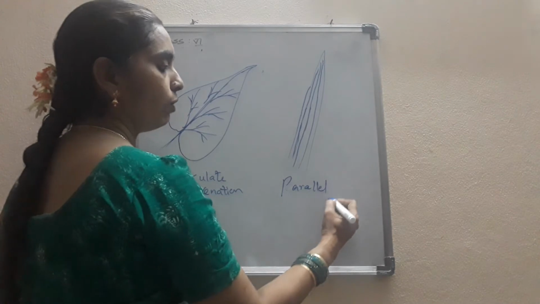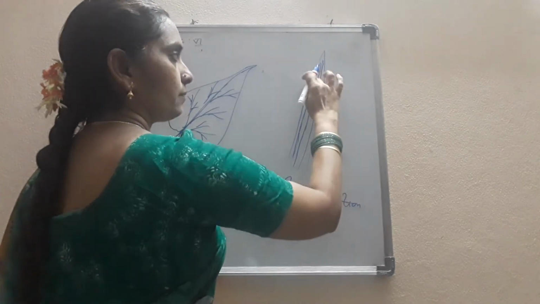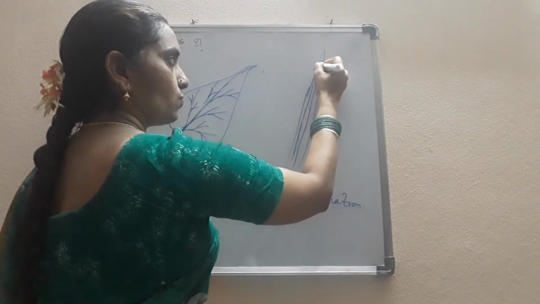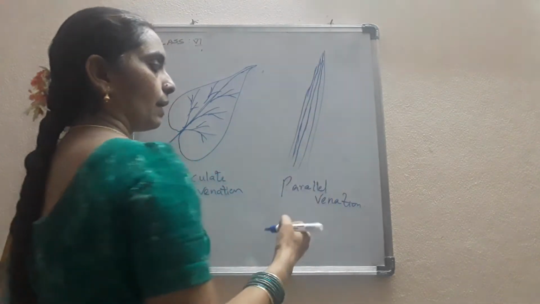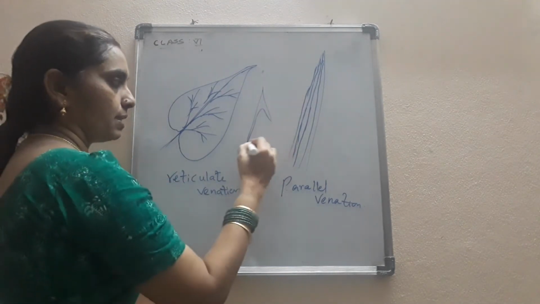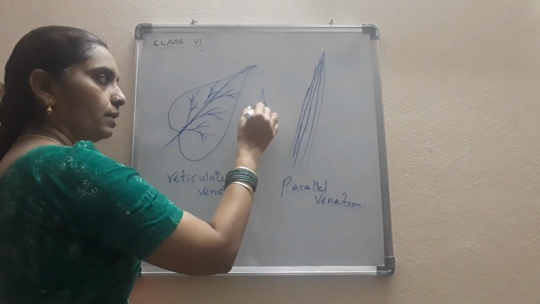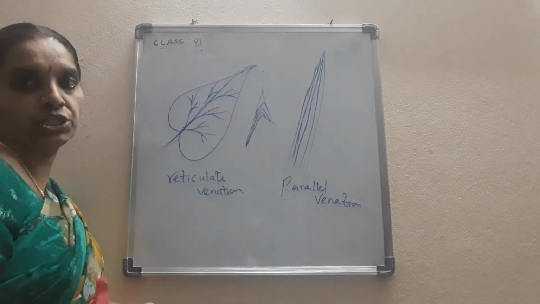They show parallel venation. They are not connected to each other. Like this, they are parallel to one another. In grass also, if you see, they are like this, isn't it? Grass also, they are not connected to one another. They show parallel venation.